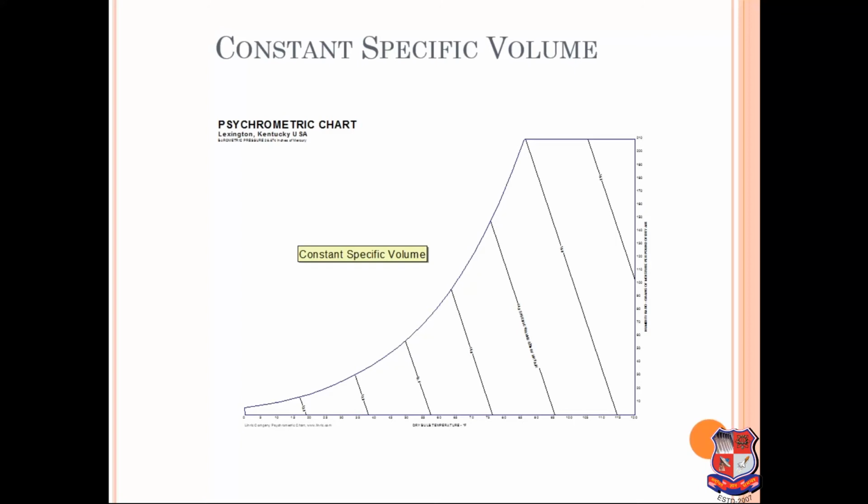When calculating changes in air properties caused by heating and cooling systems, it is necessary to know the mass of air flowing through them.